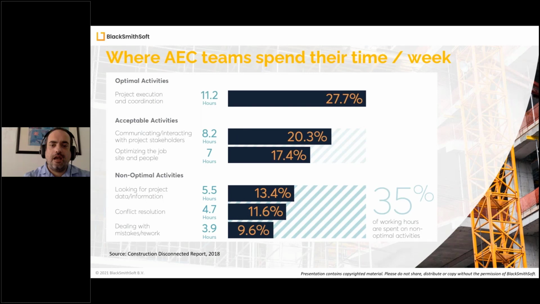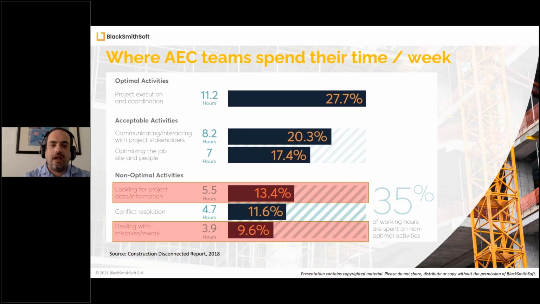report that was done in 2018, research on where AEC teams are typically spending their week. And it was found that a large part of the non-optimal work activities was for looking for project data and information, where they spent around 13.4% of the time of the week looking for project data and information, and about 9.7% dealing with mistakes and rework.